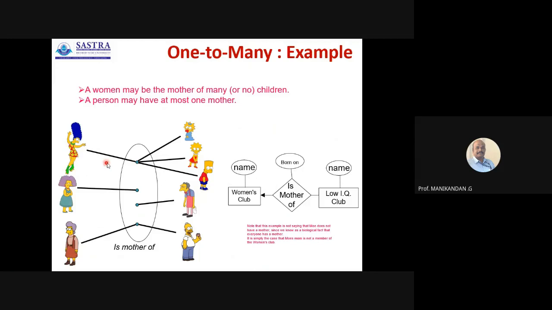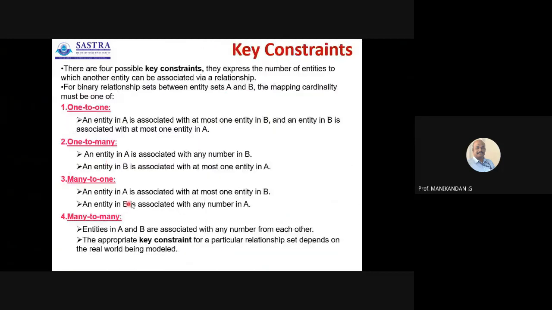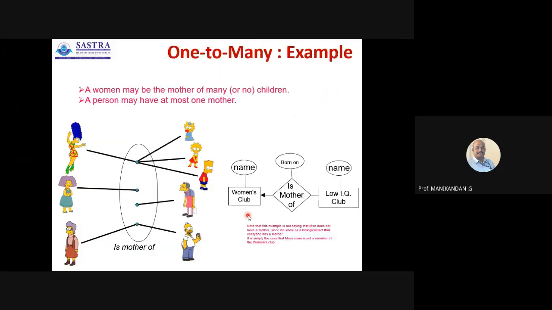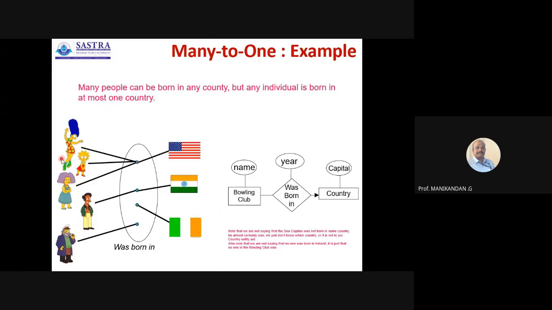So the next mapping cardinality is many to one. An entity in A is associated with at most one entity in B. An entity in B is associated with any number of entities in A. So exactly vice versa of one to many. Many to one means an entity in A is associated with at most one entity in B. An entity in B is associated with any number of entities in A. Now if you take this example, the relationship between a person and a country. Many people can be born in any country, but an individual is born in at most one country.